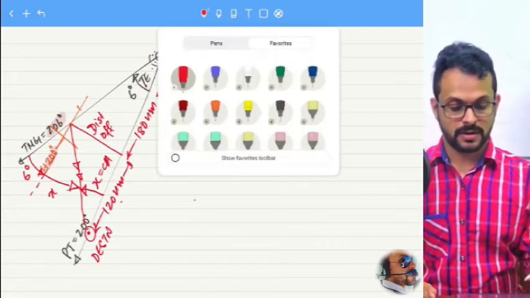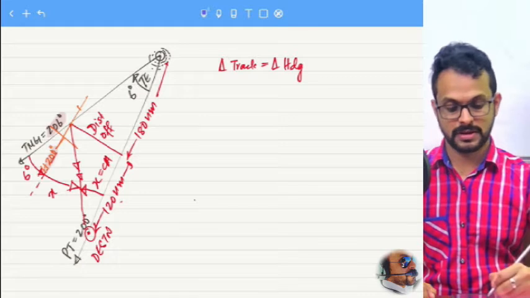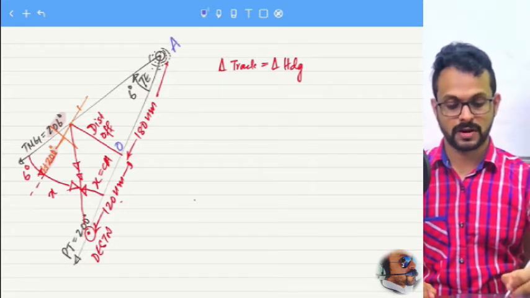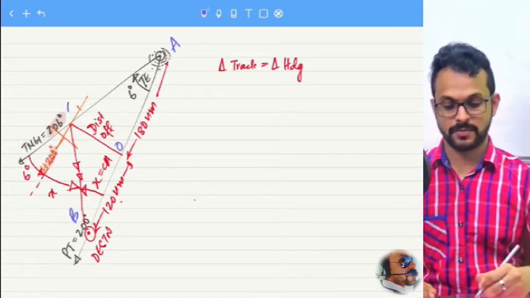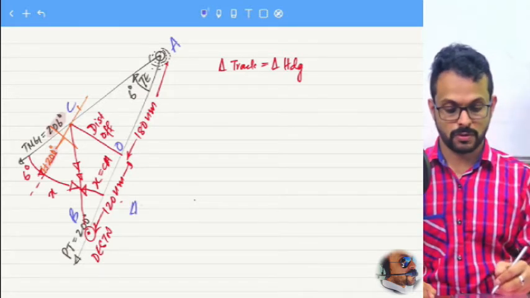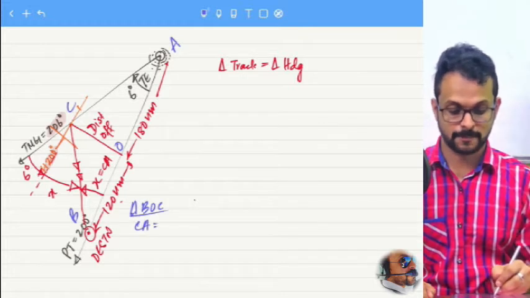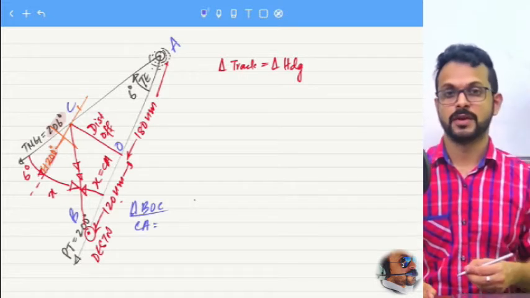All right, now let me kind of name these triangles just to make it easier. This intersection point being O, starting from A, ending at B, and this intermediate point is C. Let's look at triangle BOC, because that's the triangle which can give us the closing angle, right?